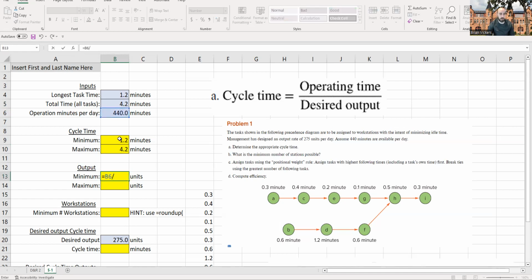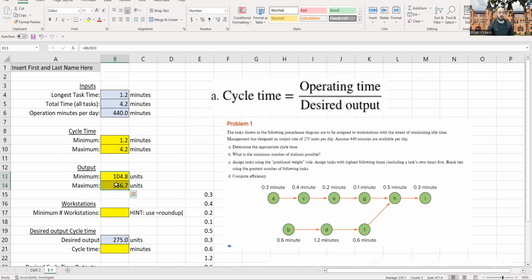440 minutes divided by 4.2 minutes for cycle time. I would expect the minimum number I could get done in a day would be 104.8 units. Conversely, I'm going to divide the 440 minutes in a day by the 1.2 minutes. Assuming I could get it done faster, I should be able to get more units out, and I get 366.7 units. So these are our minimum and maximum outputs depending on how many workstations we get.